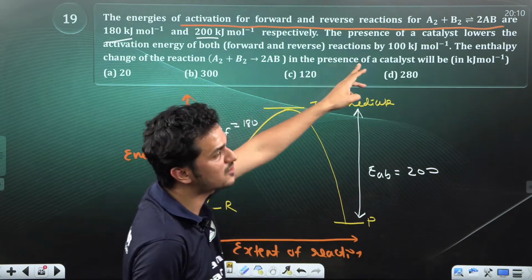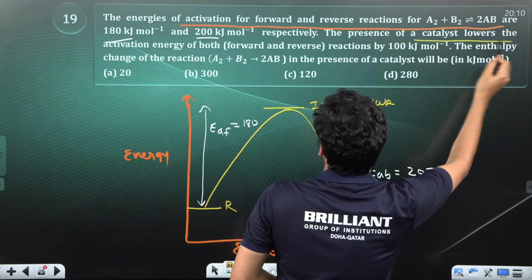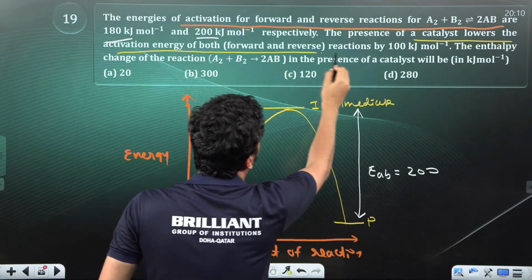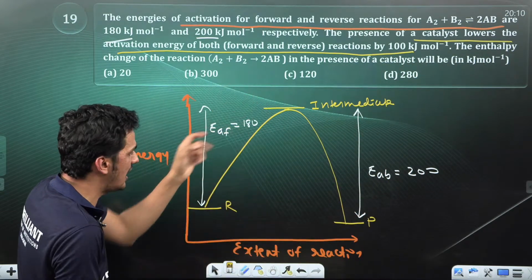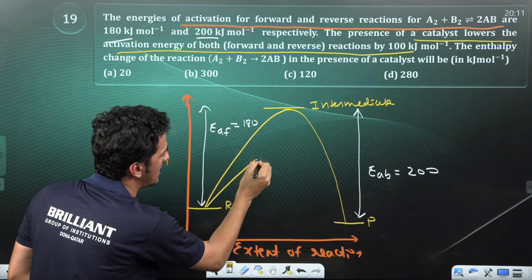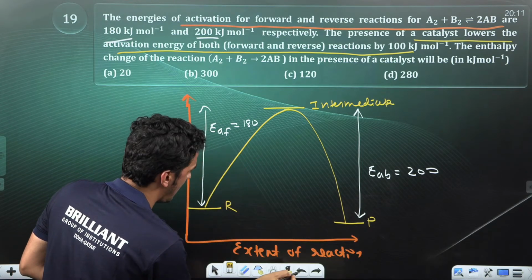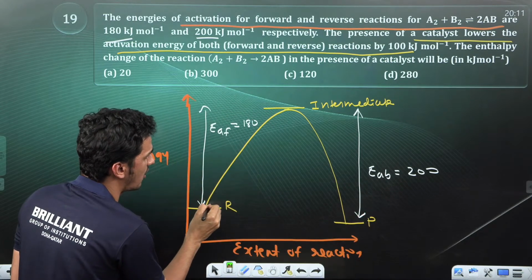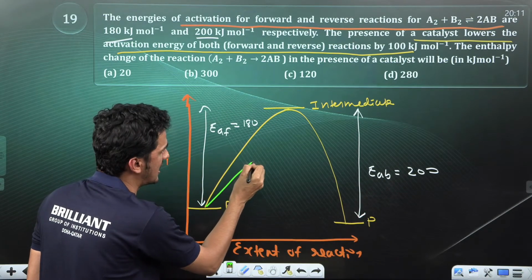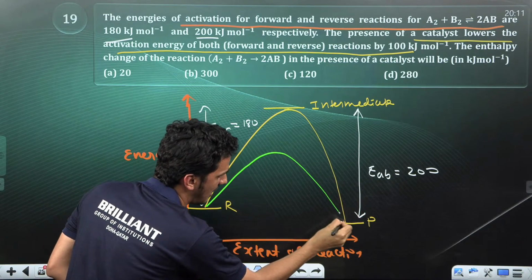Telling, the presence of a catalyst lowers the activation energy of both reactions by 100. They are reducing both by 100. So this 180 becomes 80. Okay, I will draw like this. I will draw with some other color. Green color, I hope you can see. I am drawing like this. Yes, you can see. So it will come like this.